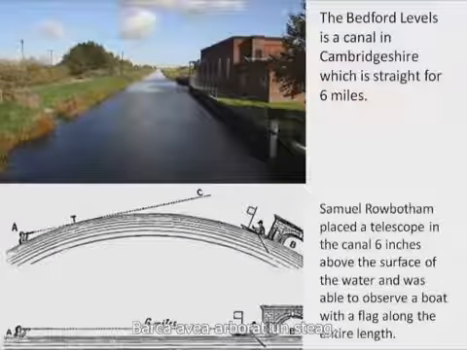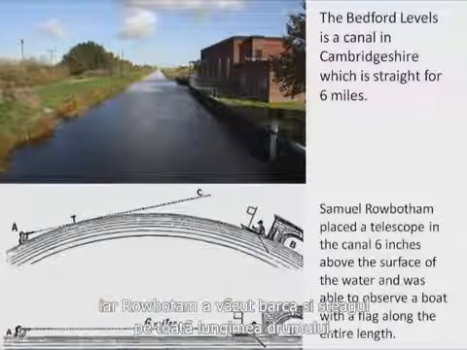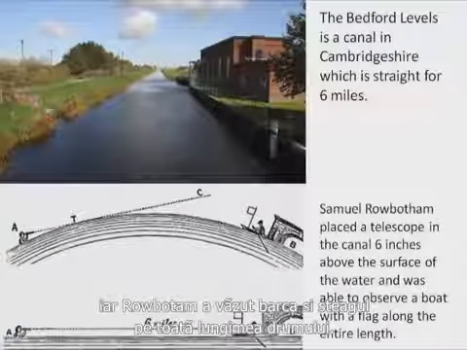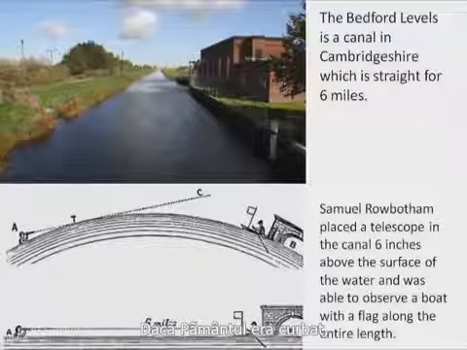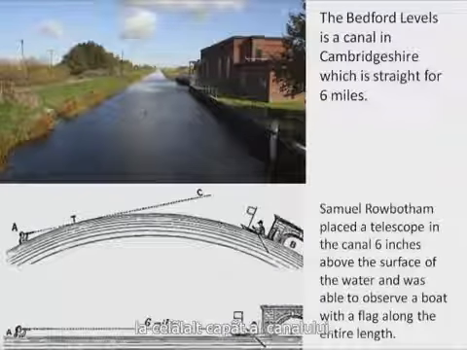The boat had a flag on it, and Rowbotham was able to see the boat and the flag along the entire length of the journey. Now, if the Earth were curved, the boat should have been 16 feet below the horizon at the other end of the canal.